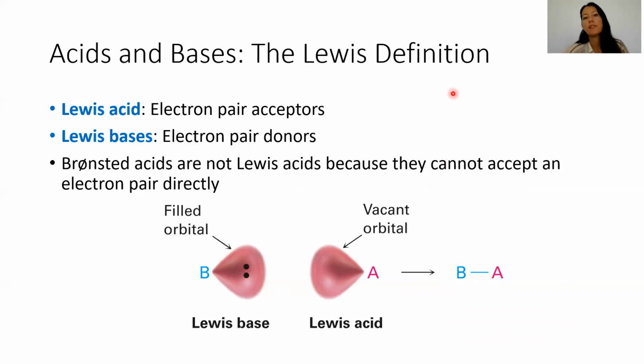There's another definition of an acid and base, and that's called the Lewis acid or base. Lewis acids can accept an electron pair. Lewis bases are electron pair donors. So here's an example of a Lewis base, something with a lone pair. And we've seen this, for example, N with the lone pair, ammonia, reacting with borane, BH3, a vacant orbital, and you can form this new bond.